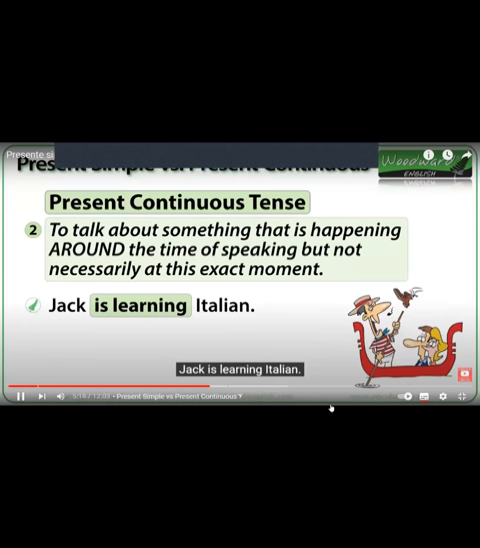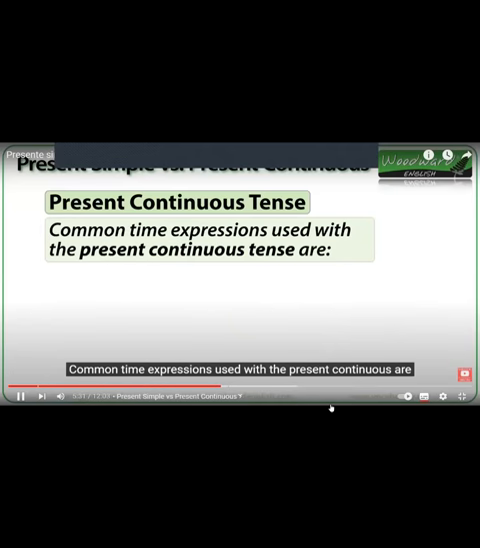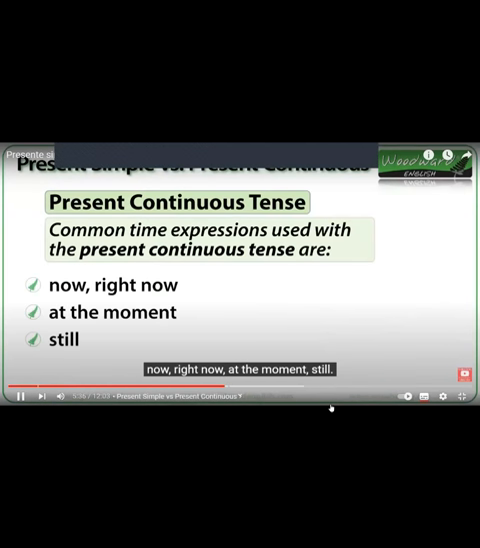Jack is learning Italian. It doesn't necessarily mean he is learning the language right now at a desk with all of his language books. It refers to this moment of his life. Common time expressions used with the present continuous are now, right now, at the moment, still.